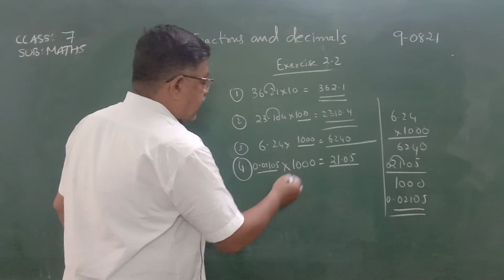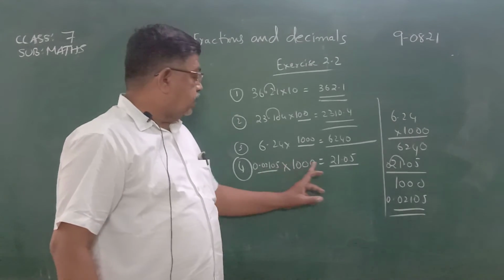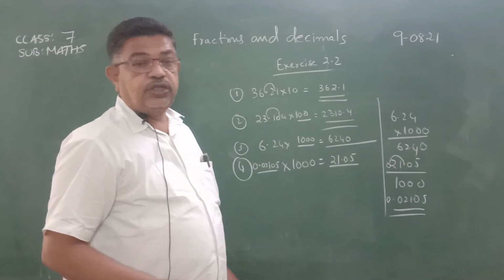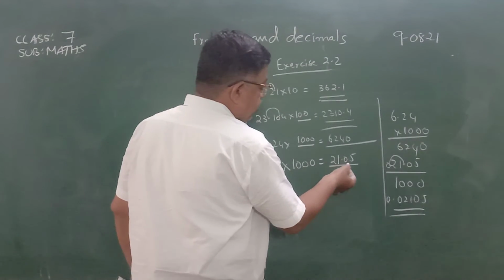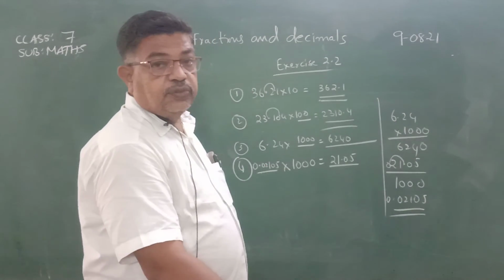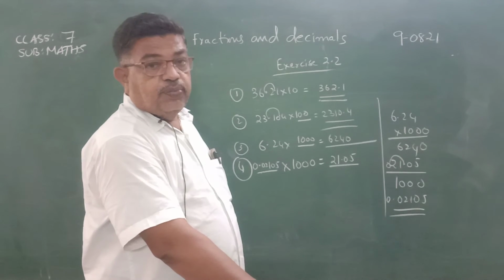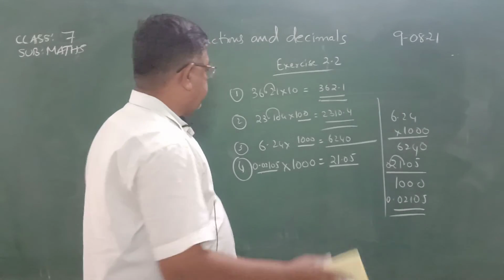Here a decimal number is multiplied by 1000 and the point moves 3 places towards right and you got 21.05. To get this number, you have to divide 21.05 by 1000. I did it in the rough column. So the rough column is very important. Whenever you work out a problem, make use of the rough column and do the calculation properly.